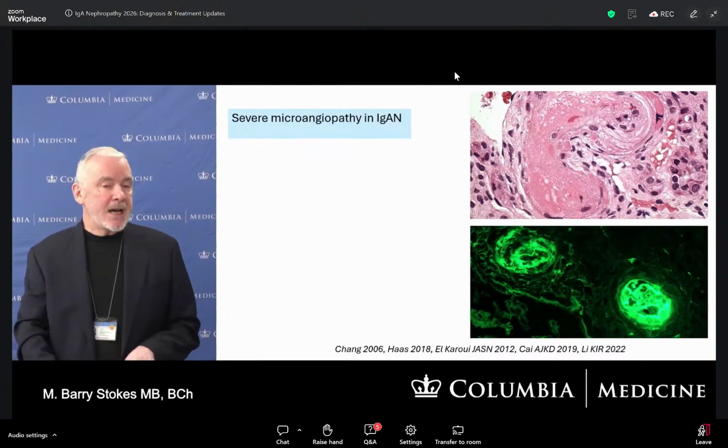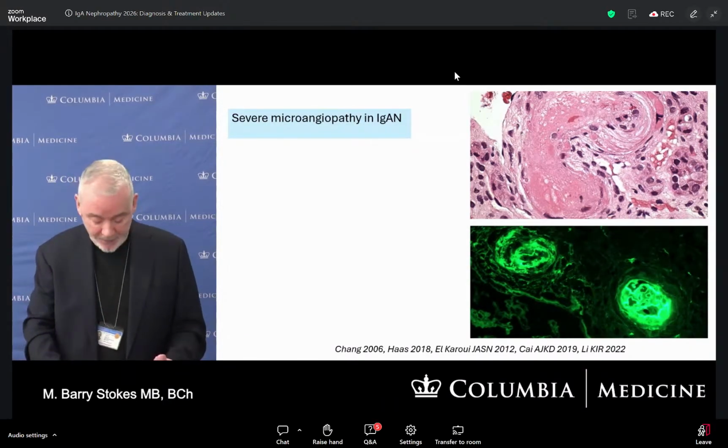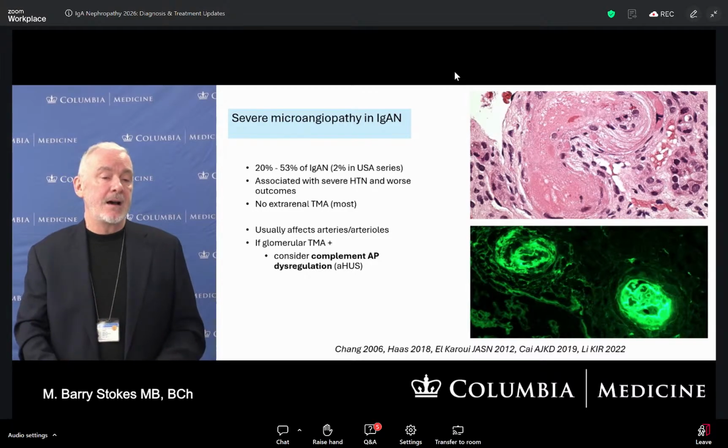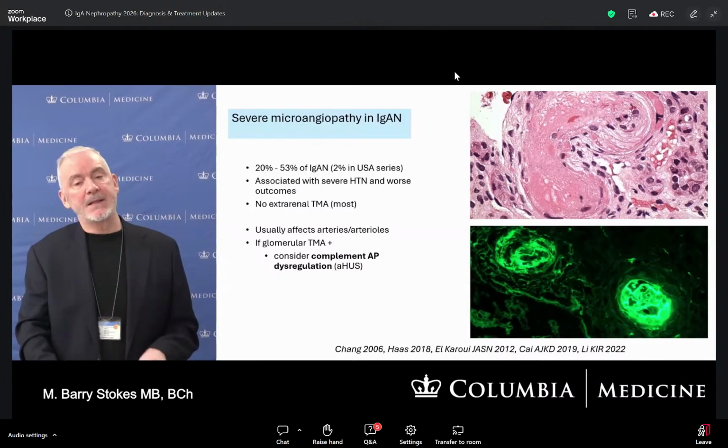Another lesion that's not included in Oxford IgA nephropathy scoring is microangiopathy. So these are blood vessels, and we see this in a small number of patients with IgA nephropathy, probably around 2% to 5% in the United States. It's been described in up to 53% in other studies from around the world. So it's not seen in every case, but it certainly can occur.